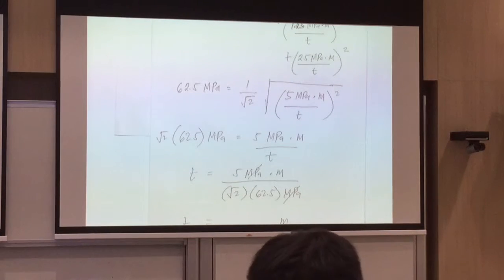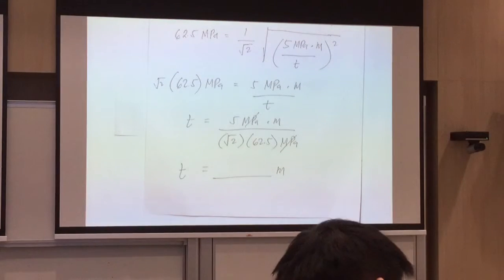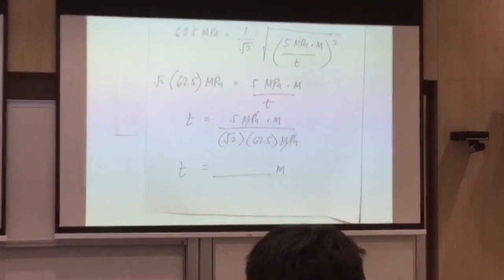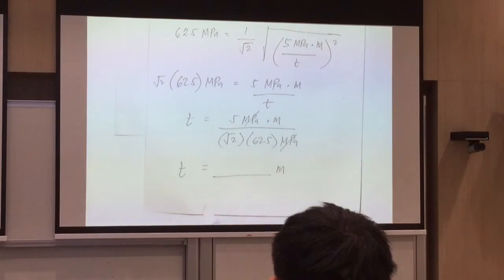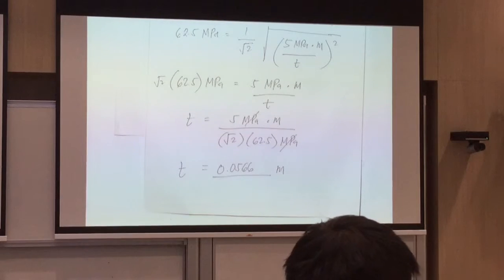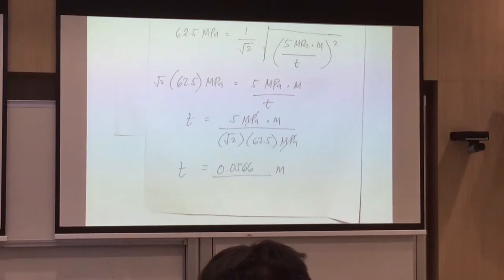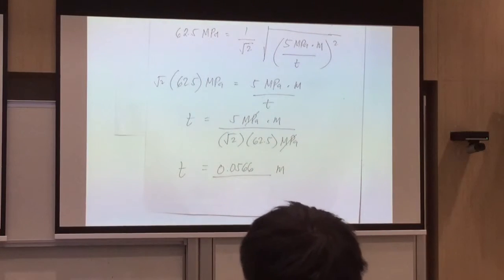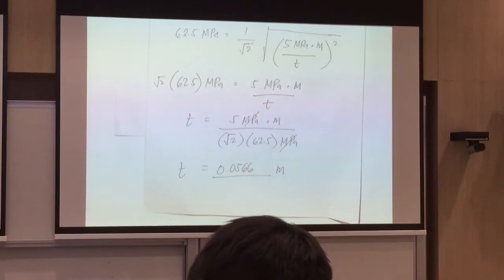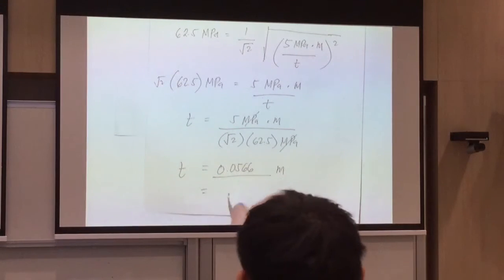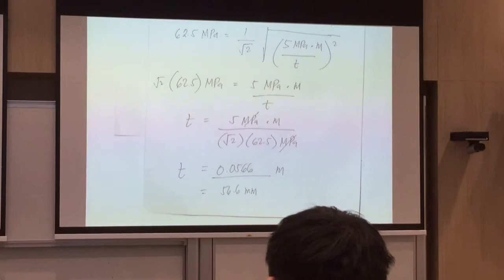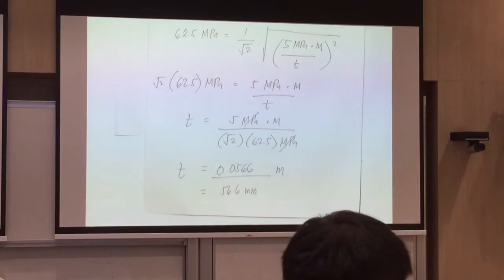So what do you get here? So let's try to consider that we have the safety factor to be the same for the principal stress criteria and the von Mises stress criteria. What's the thickness here? 57 mm. Sorry? 0.0566. Yes? So this will be what? 56.6 millimeters. So this one is a more conservative design than the principal stress criteria.